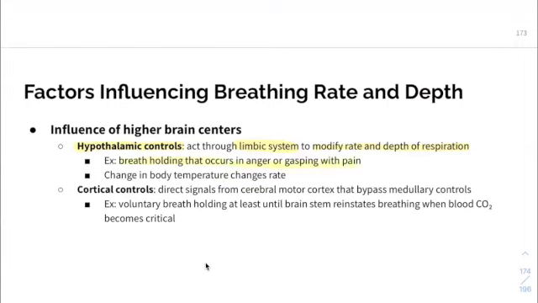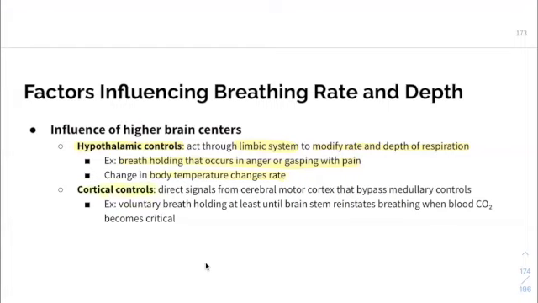So our limbic system usually deals with emotions. So when you get mad, you're pissed off at something, you tend to hold your breath. Or when you're in a lot of pain, depending on where the pain is, it can either cause shallow breathing or gasping for air. That's all controlled by that limbic system in your brain. That limbic system will also respond to body temperature changes.